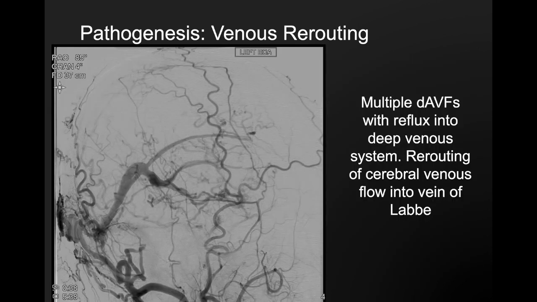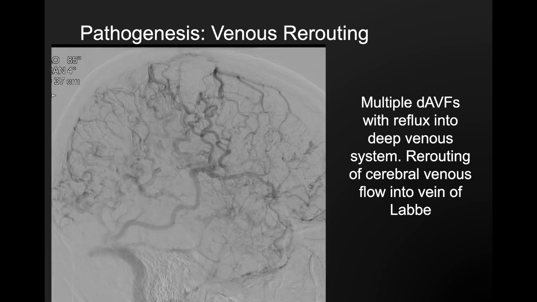This is just another example of a patient who had multiple dural arteriovenous fistulas that were refluxing into the deep venous system, and you can see rerouting of the normal cerebral venous blood flow into the vein of Labbé right here. So all these veins here initially were going to the superior sagittal sinus or going to the deep venous system, but essentially all of them now are going into the vein of Labbé.